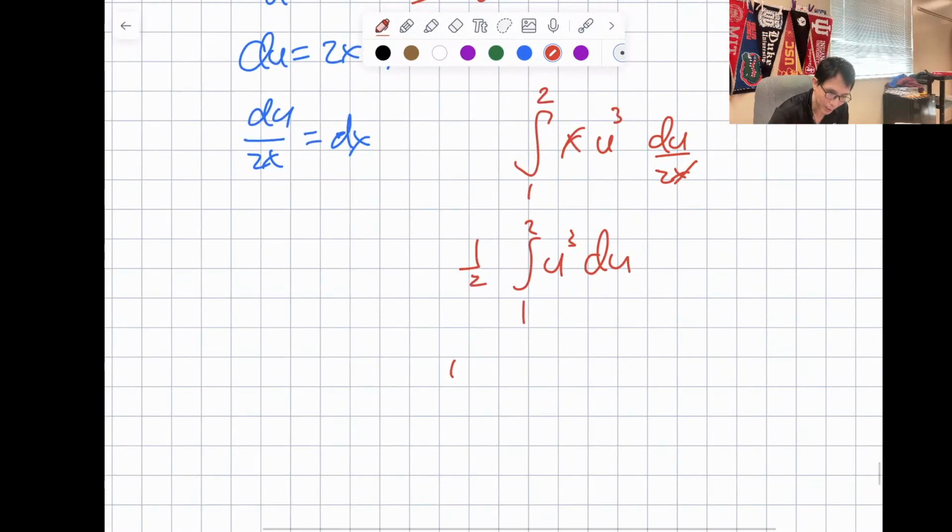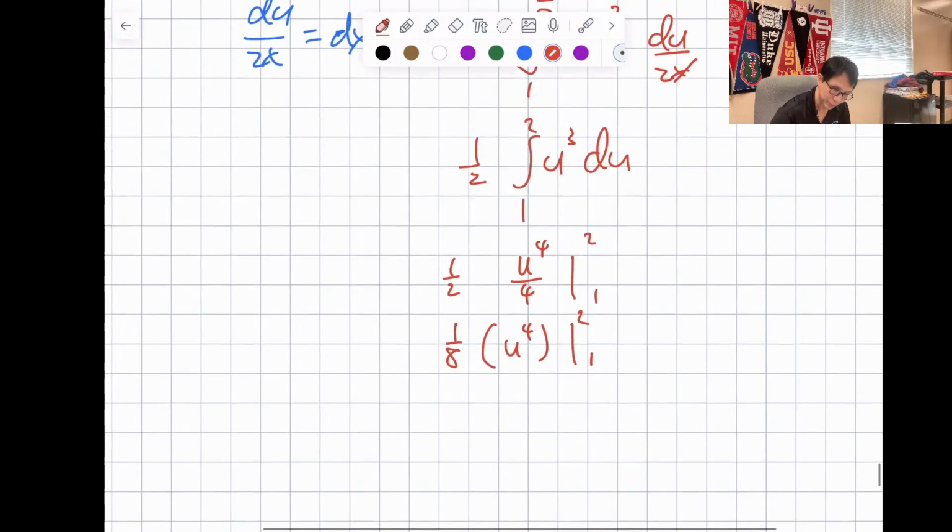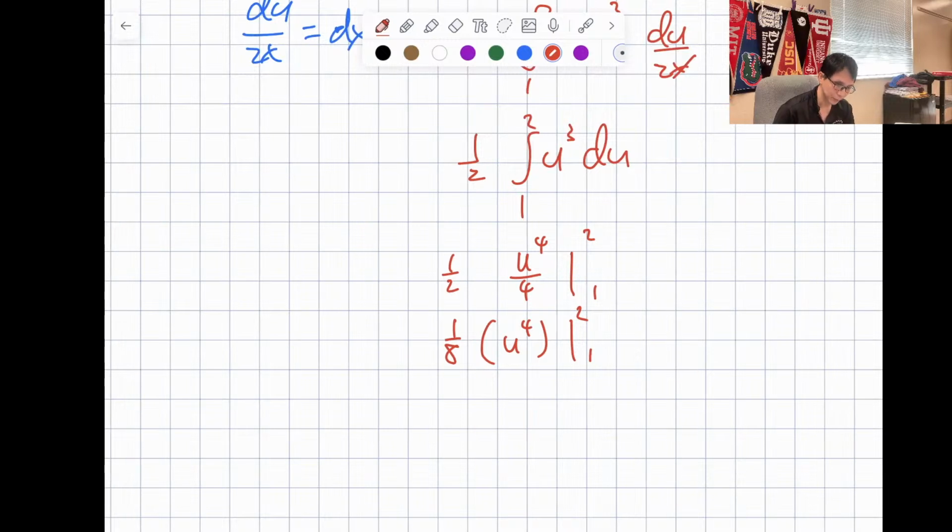So then you're going to have 1/2 times the integration of u to the third, which is u to the 4th over 4, between 2 and 1. So it'll be 1/8 u to the 4th between 2 and 1. So it'll be 1/8 times 16 minus 1. I just plug in as is because I have everything in terms of u. Keep in mind it's everything in terms of u.